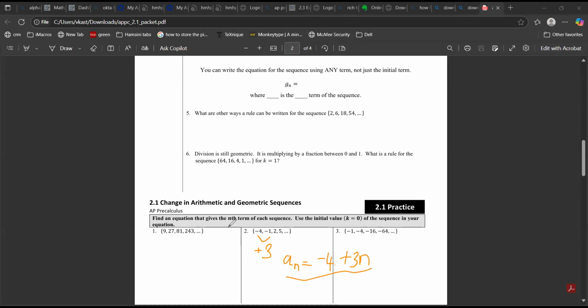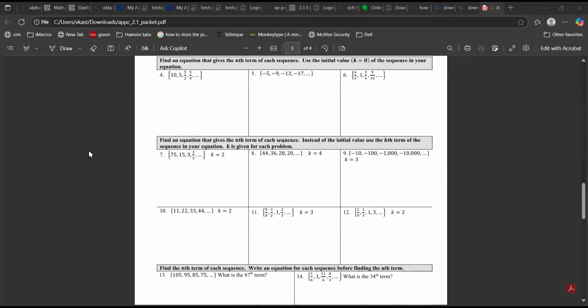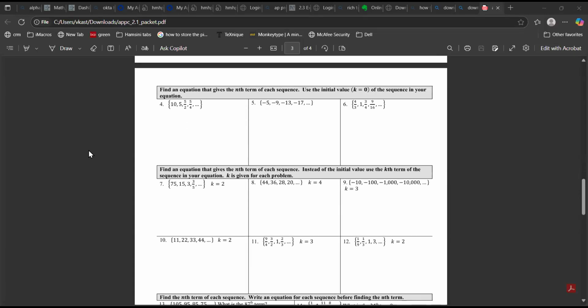Any questions here, guys? Now comes the confusing part. Let's see this one. I don't want to take k equal to 0, guys. Let's do this one; k equal to 0 you can do at home. Can we try this one? 75, 15, 3, 3 by 5. K equal to 2. I would like each of you to send me the nth term of the sequence given the second term of the sequence.